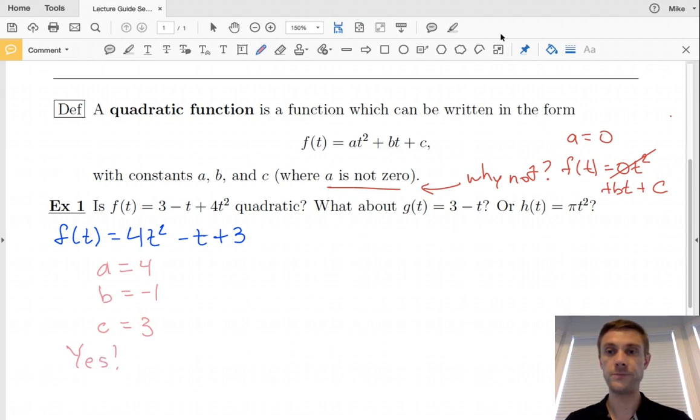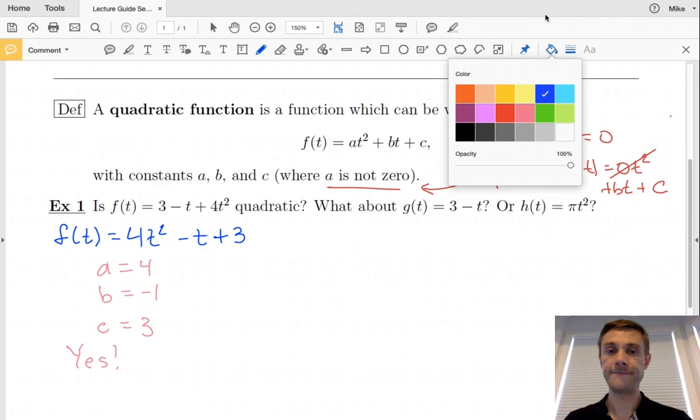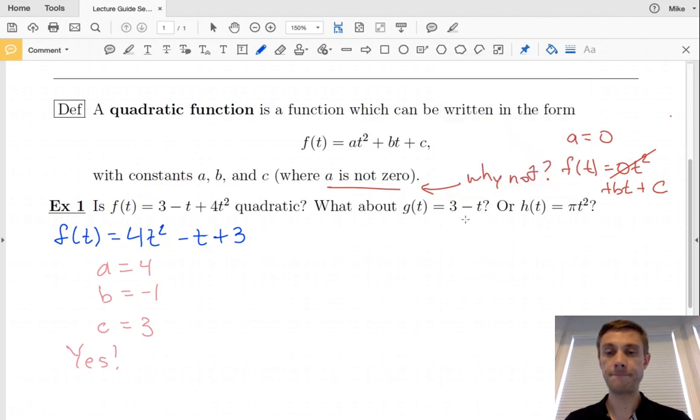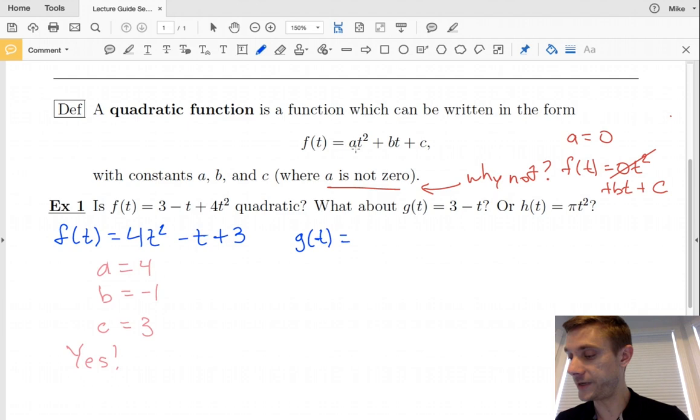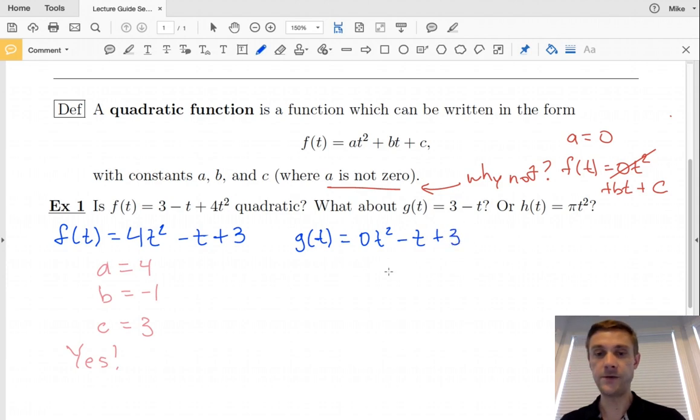Looks quadratic. Delightful. What about g of t? This looks a little odd, but maybe we can try it, right? So g of t is, so I don't see anything with t squared here. If we really were trying to shoehorn this in, just kind of force it into there, we could try 0t squared, and then we'd have minus t and plus 3. And this looks very much like the function we were just working with, but with a really, really important difference. There's no 4 in front of this t squared.